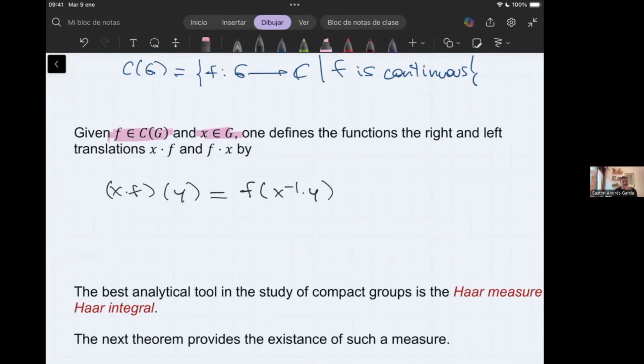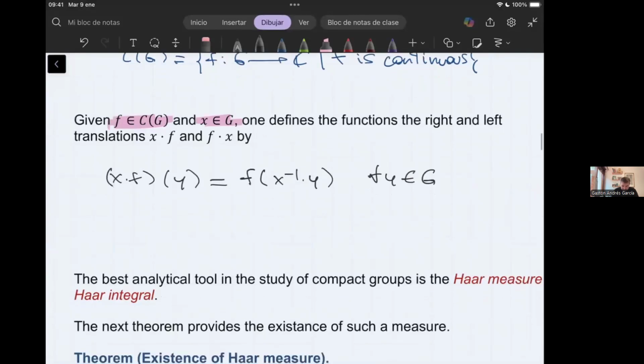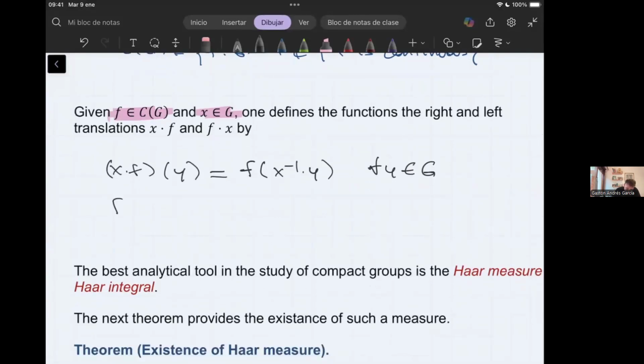And this defines another continuous function, because why? Because we know that the multiplication is continuous and the inverse is continuous. And f is continuous, so we are okay. Yeah, so this is the left translate of the function. I put it the other way around, right and left translation, and I wrote first the left and then the right. Okay, I will have to correct it. And the right translation is the multiplication of x on the right, given by the multiplication on the right.